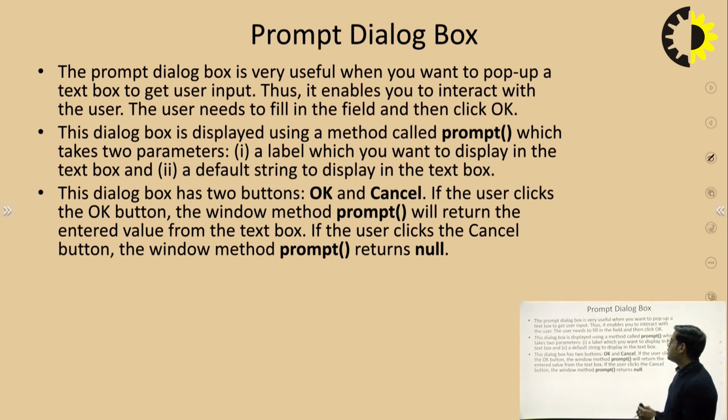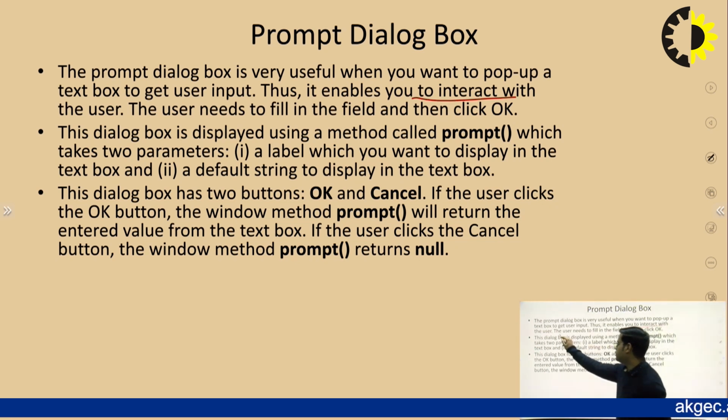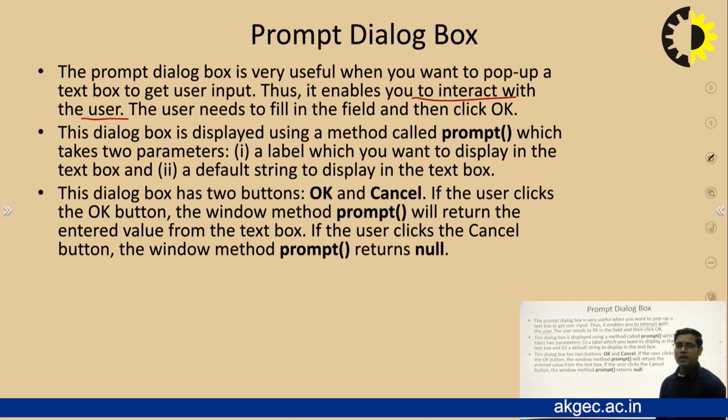Next and the last dialog box is called the prompt dialog box. The prompt dialog box is very useful when you want to pop up a text box to get user input. It enables you to interact with the user. The user needs to fill in the field and then click OK. This dialog box usually uses a method called prompt.